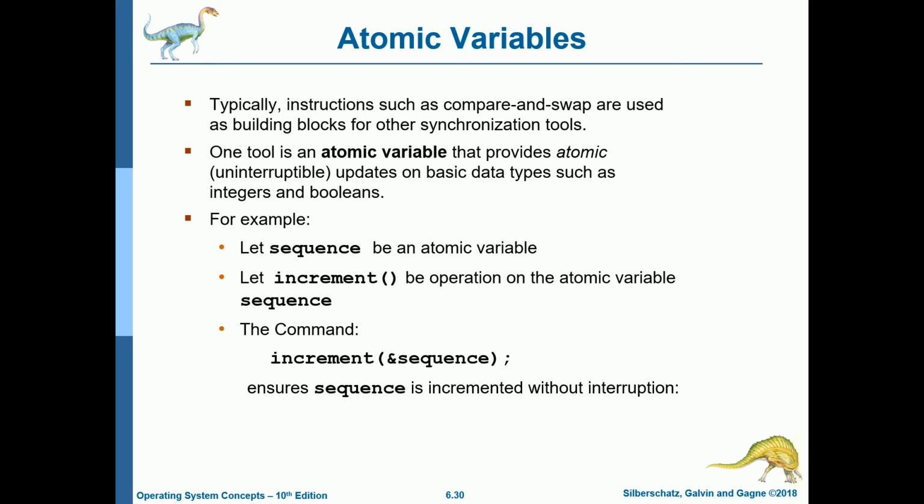Typically, the compare and swap instruction is not used directly to provide mutual exclusion. Rather, it is used as a basic building block for constructing other tools. One such tool is called atomic variables, which provide atomic operations on basic data types such as integers and booleans. Most systems that support atomic variables provide special atomic data types as well as functions for accessing and manipulating atomic variables. One example is if we had a sequence that was an atomic variable, we can have the function increment be an atomic operation on that variable.